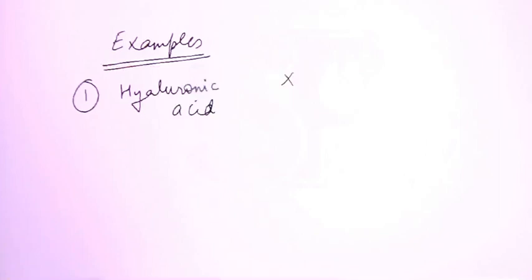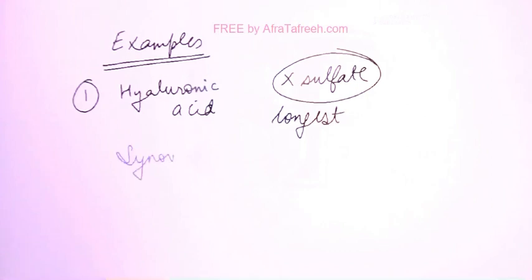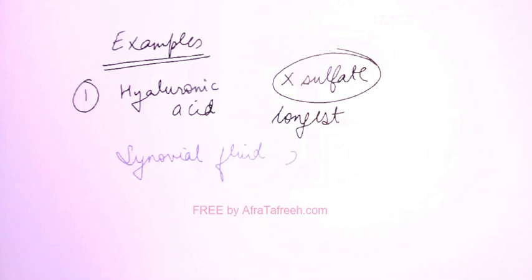Now let's see the examples of mucopolysaccharides. Number 1 is hyaluronic acid. Hyaluronic acid is not having any sulfate. I told you all the GAGs are highly sulfated, but see the name hyaluronic acid, there's no sulfate in the name. So hyaluronic acid is the only GAG which is not sulfated. Also, hyaluronic acid is the longest GAG, and the location of hyaluronic acid is synovial fluid of joints and vitreous humor of the eye.